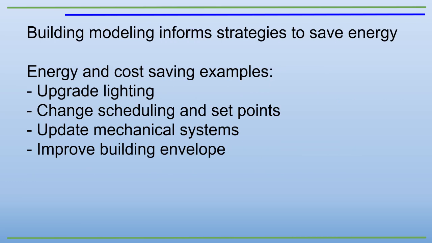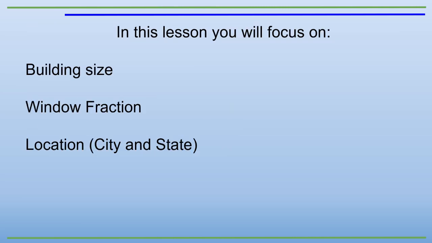Building modeling helps us inform strategies that we can use to save energy in buildings. Examples of this might include upgrading lighting, changing scheduling and set points, updating mechanical systems, and improving the building envelope. All of these are possible changes you can make to a building, and building modeling helps us understand how impactful and significant those changes can be. This lesson focuses on building size, window fraction, the amount of the walls of the building that are actually windows, and the location of the building, what city and state.